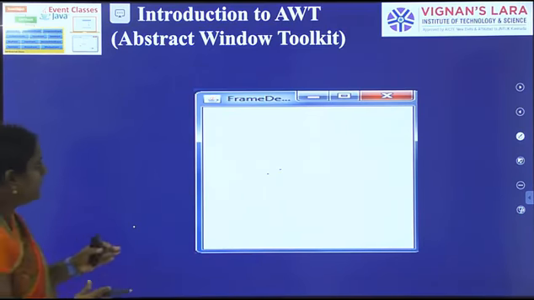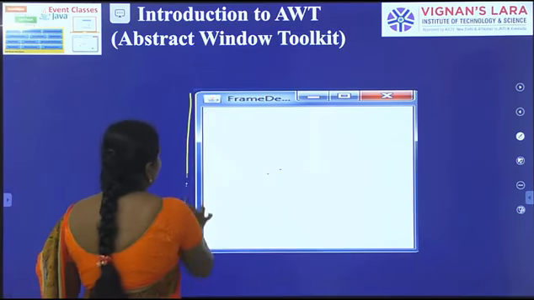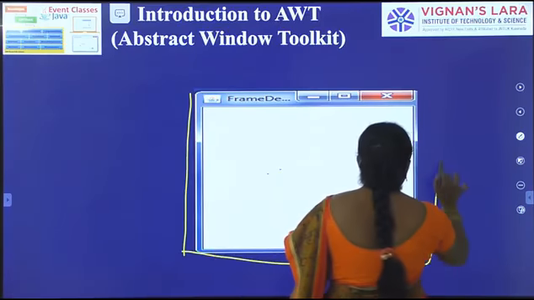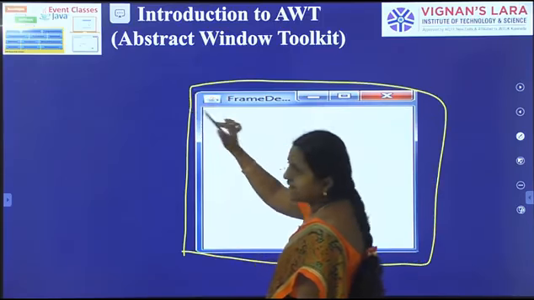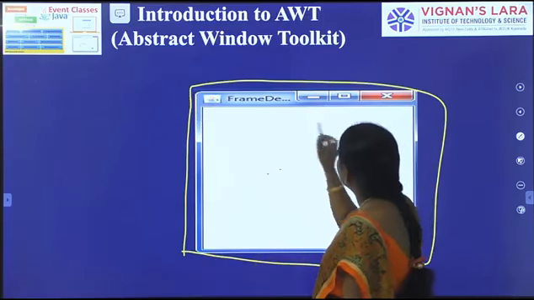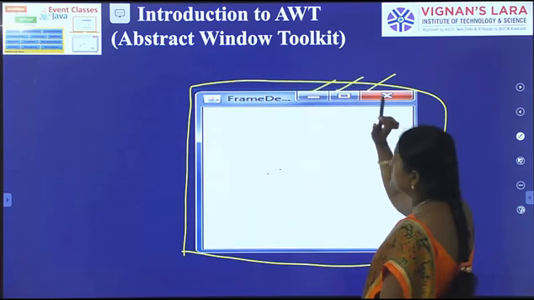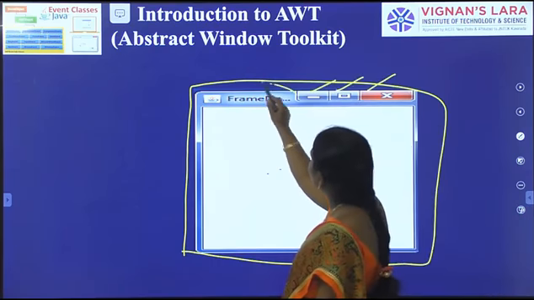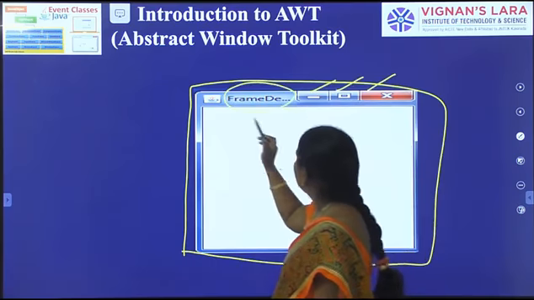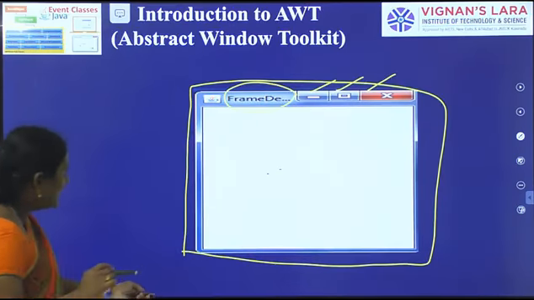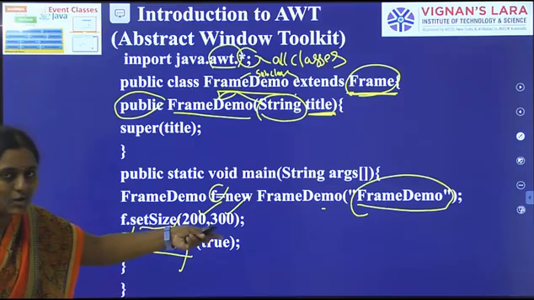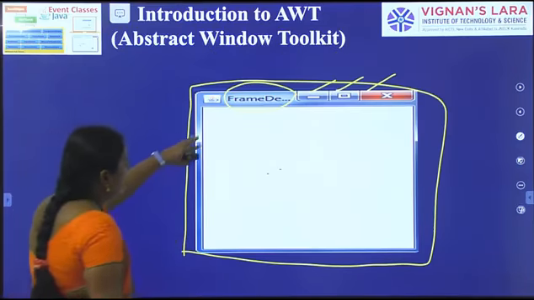Here one frame is created. This is the frame. One frame is created. Frame is like a window. So we have minimize, maximize and close buttons. What is the title of this frame? FrameDemo. Already we have set the title of the frame, FrameDemo. So here the title is visible.